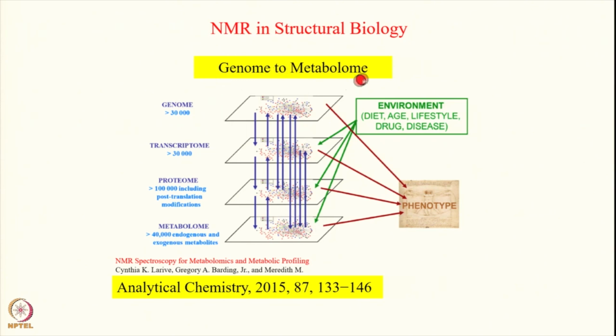So you have the genome to metabolome. This is the genome, the DNA, which is also called the genome here, and there are typically about 30,000 genes inside the DNA. Typically in a living cell there are about 30,000 genes. Now these 30,000 genes are characteristic of the individuals, and they define what is called the phenotype, and all the other things also contribute to the phenotype. Now this genome is transcribed into what is called the transcriptome.